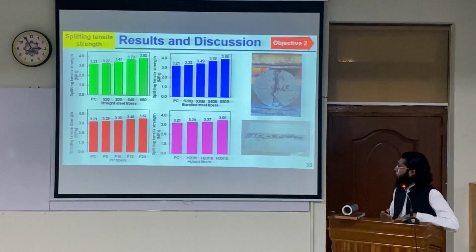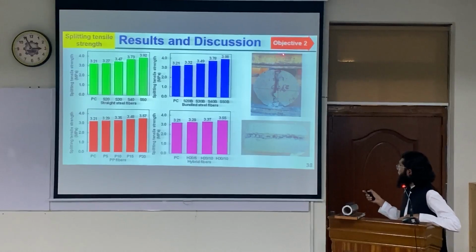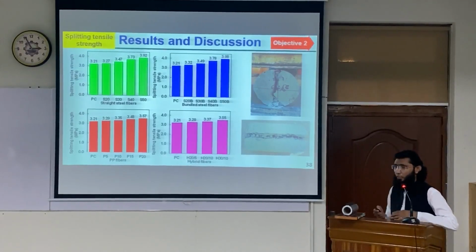These are the results for the splitting tensile strength. Again, the strength increased with the addition of the fibers, and you can see the fibers are holding the cylinder from falling apart, even at very large crack width. Even the loading assembly slumped into the crack, but the cylinder still maintained its integrity.